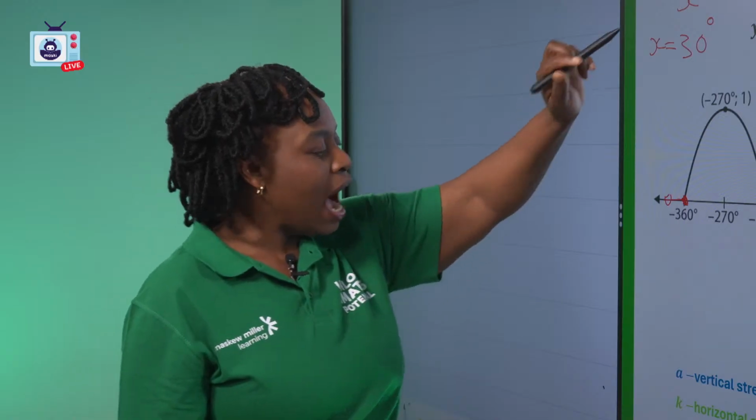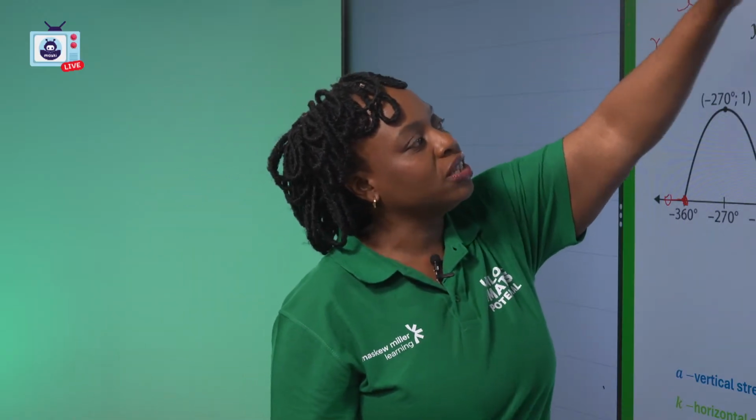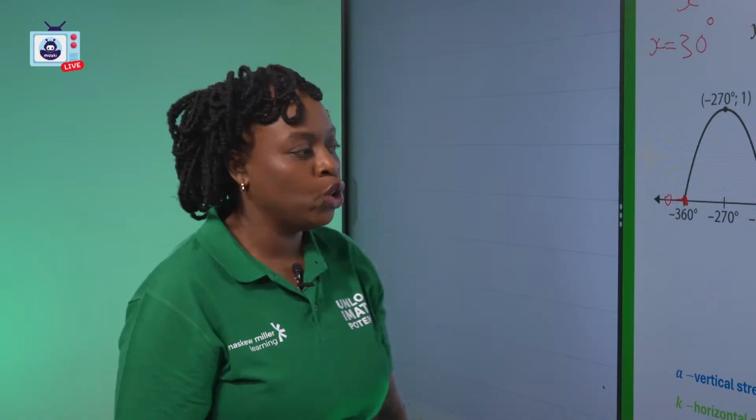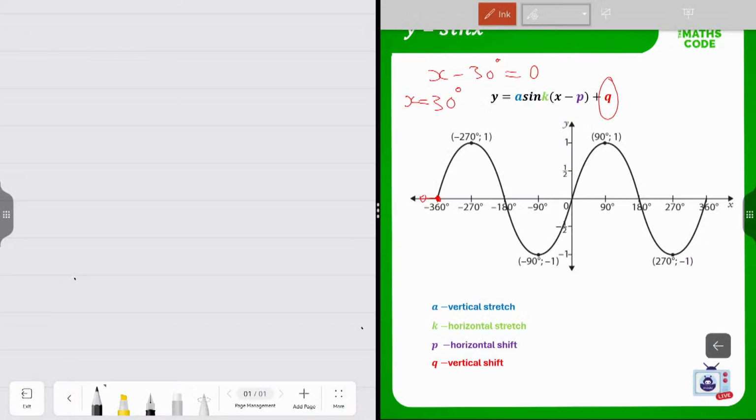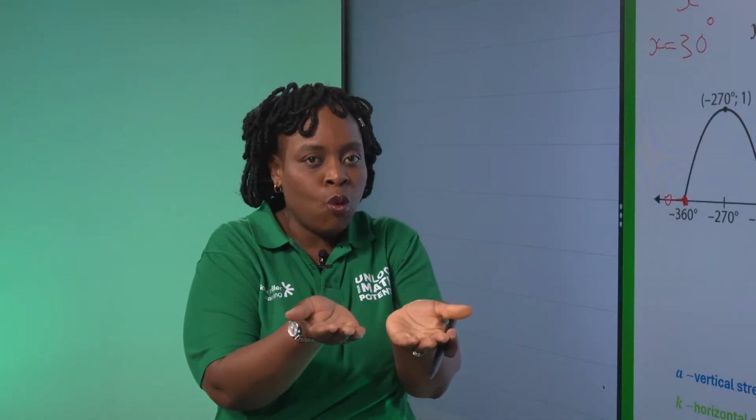Then we have our vertical shift, which is Q. If I say it is plus 1, what will happen is my graph, where it's standing, will move 1 unit up.